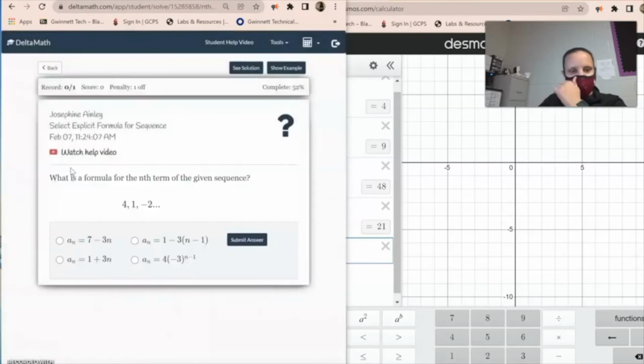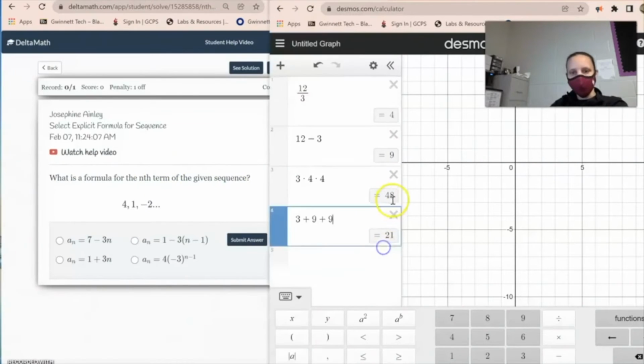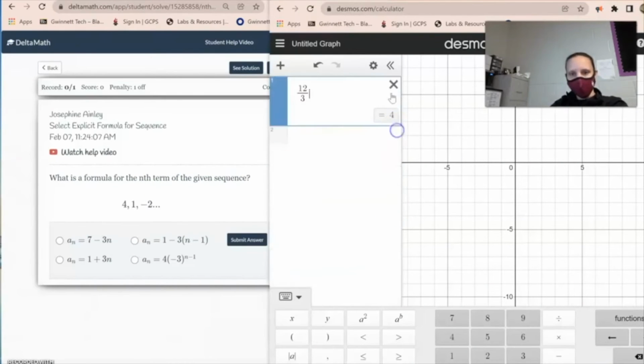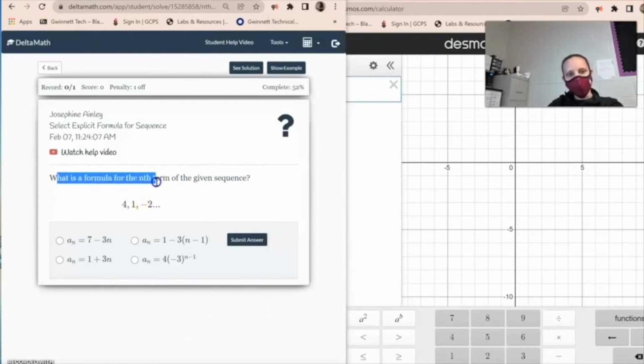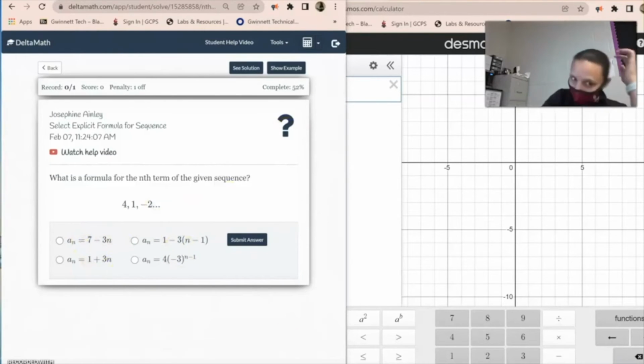All right, select an explicit formula. So remember, we talked about how we're just going to use the multiple choice. These are test-taking skills. We're just going to use the multiple choice to see what it is instead of doing it from scratch. So the question is, what is the formula for the nth term of the given sequence? So these are all the different formulas. The thing to remember about these formulas is that n is the number of terms. So this one is the first term, this one is the second, this one is the third, etc., etc., right?